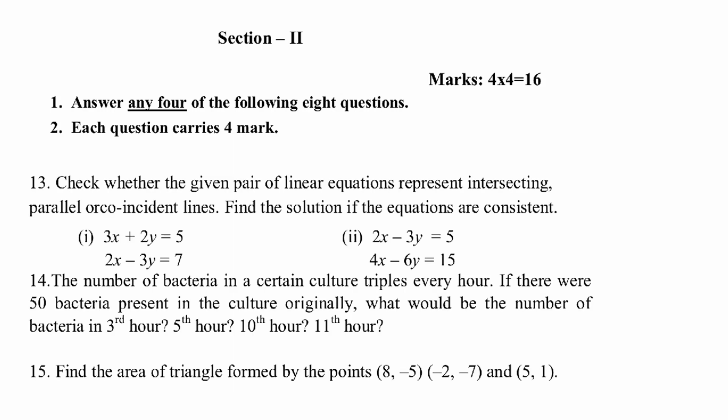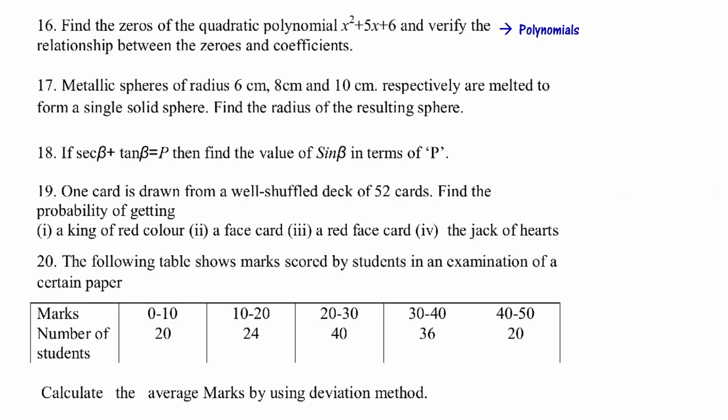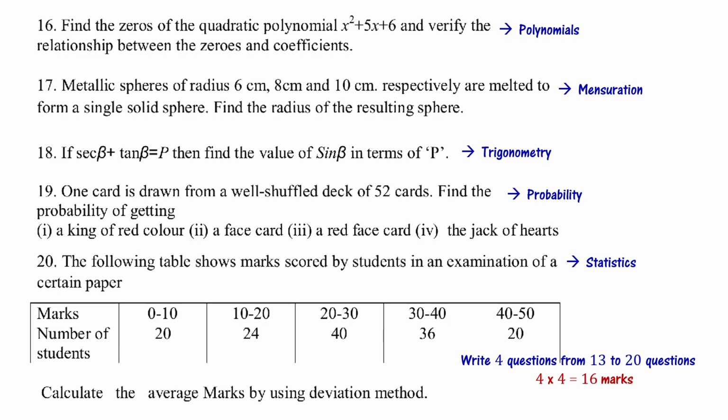Question number 13 is from pair of linear equations in two variables. 14 is from progressions. 15 is from coordinate geometry. 16 is from polynomials. 17 is from mensuration. 18 from trigonometry. 19 from probability. 20 from statistics. If you observe all these, you are given 8 questions. You have to answer only 4 questions, each carrying 4 marks. So in total you are going to get 16 marks out of section 2 of the part A paper, right?